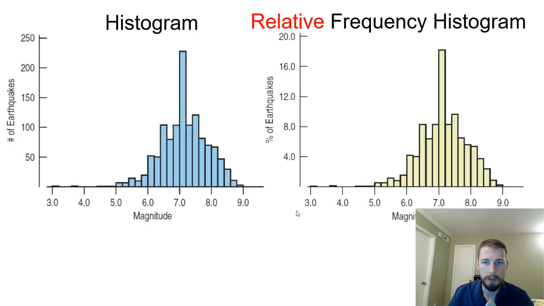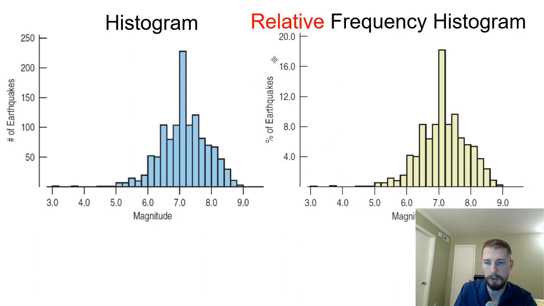All right, sometimes with histograms we can do relative frequency histograms. So if you look at our Y scale here for our response variable, this is measuring the number of earthquakes. So it looks like we had about 230 earthquakes that were magnitude of anywhere from 7 to 7.2, but not including 7.2.